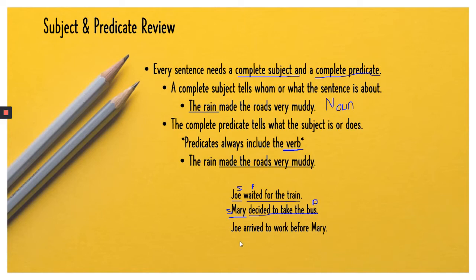Okay, last one. Joe arrived to work before Mary. Well, I think Joe is doing the action here. He's my subject, and the action that he does is that he arrived. And if I extend the whole predicate out, what did he do? He arrived to work before Mary. So even though we have Mary in this sentence, she's not doing the action, so we don't really need to worry about her yet.